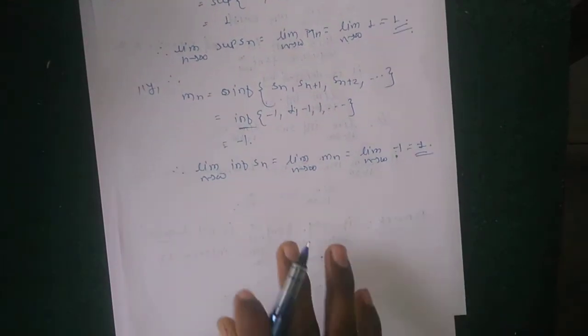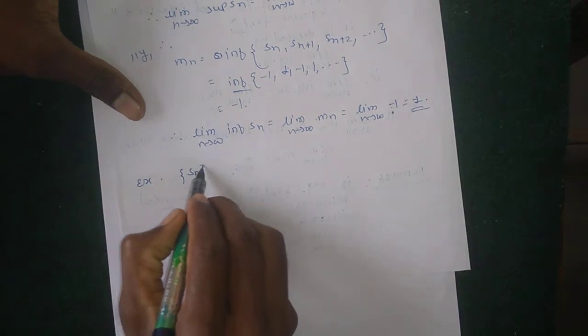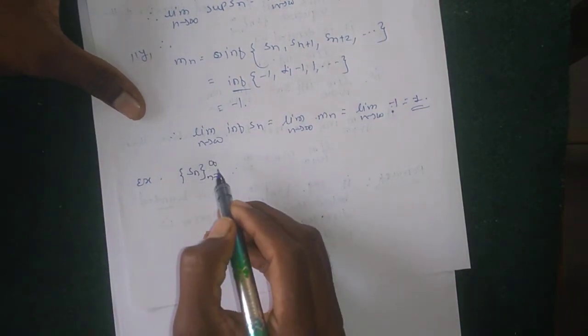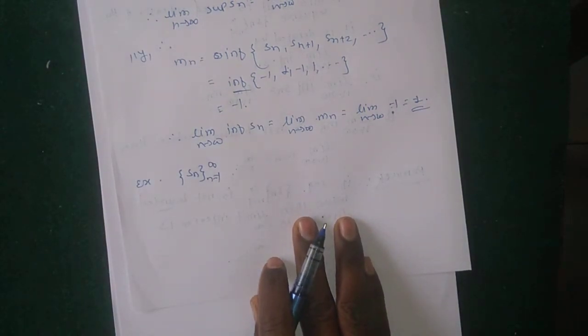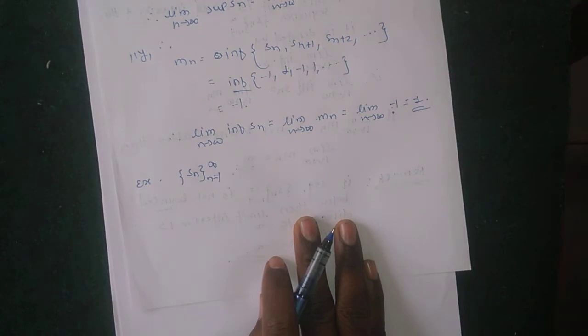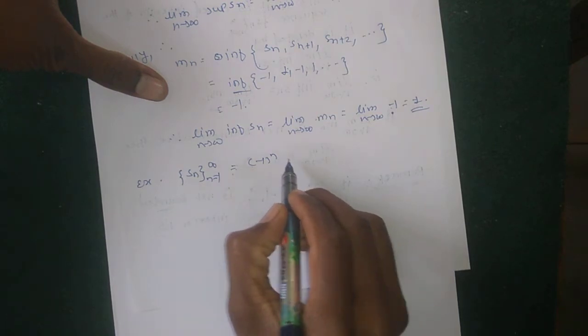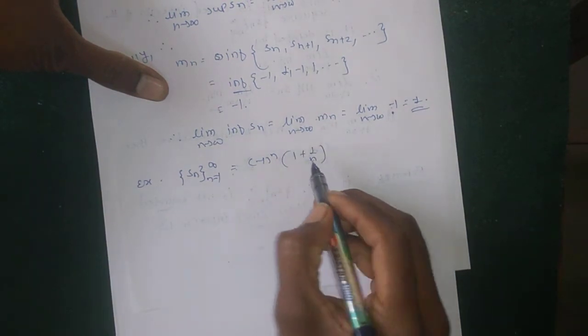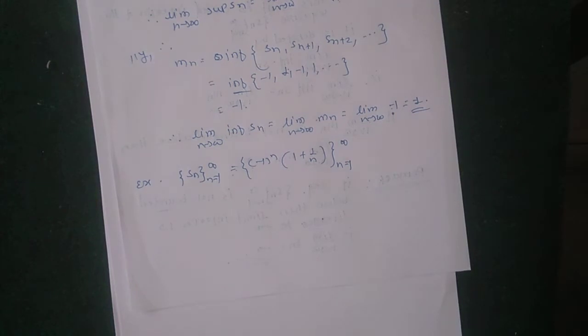Okay, so then next example: the sequence Sn is equal to (-1)^n times (1 + 1/n), where n runs from 1 to infinity. This is the given sequence. Okay, so how to find its limit superior and limit inferior?